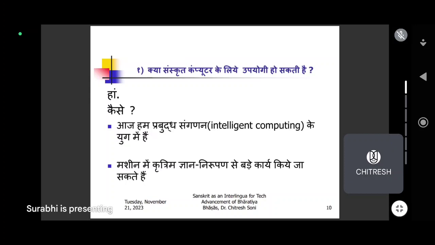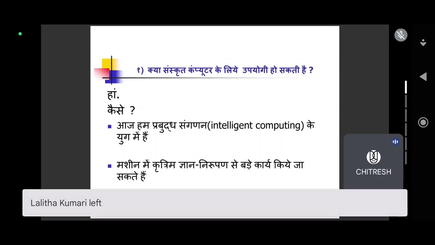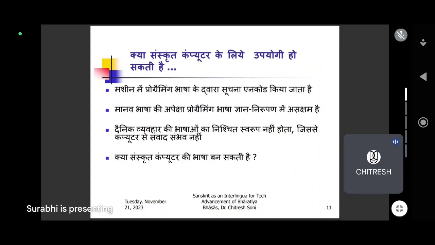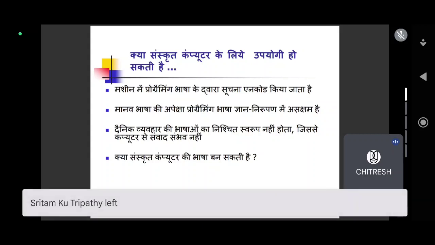Okay. So the answer is हाँ, yes. Why? Because we are today in the age of intelligent computing. आज हम प्रबुद्ध संगणन के युग में हैं. मशीन में कृत्रिम ज्ञान निरूपण, आर्टिफिशियल नॉलेज रिप्रेजेंटेशन से बड़े कार्य किए जा सकते हैं. We can do various levels of tasks through artificial knowledge representation. How? Next, please. So now I am advocating for Sanskrit.